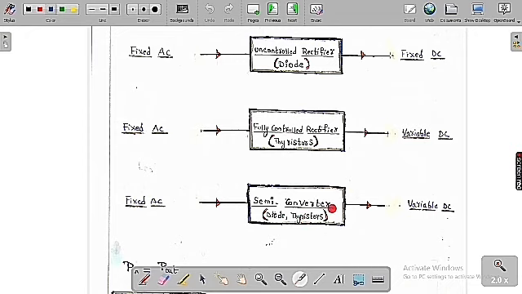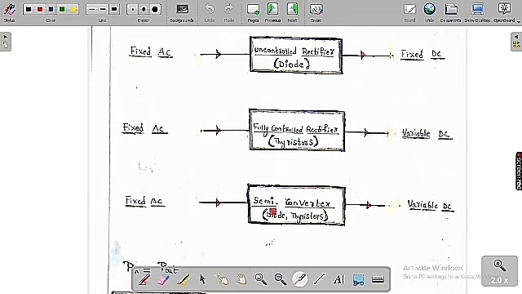Semiconductor means it is going to use some diodes and some thyristors. Then also we are going to get a variable DC. So this input is a fixed AC, which means we are going to get variable DC. For an uncontrolled rectifier, if the input is fixed AC, we are going to get a fixed DC. If the device is a full converter, then if the input is fixed AC, we are going to get a variable DC.